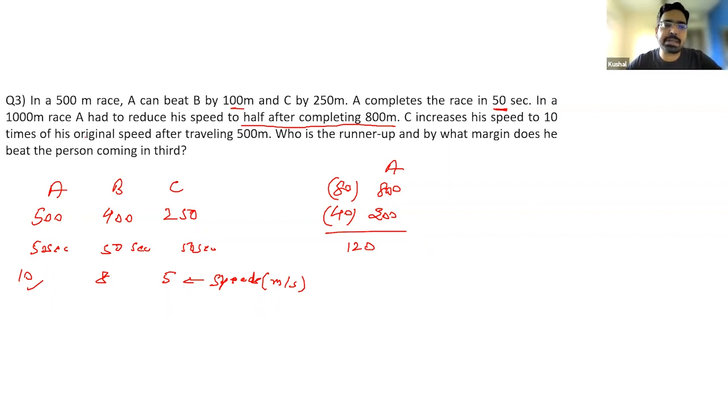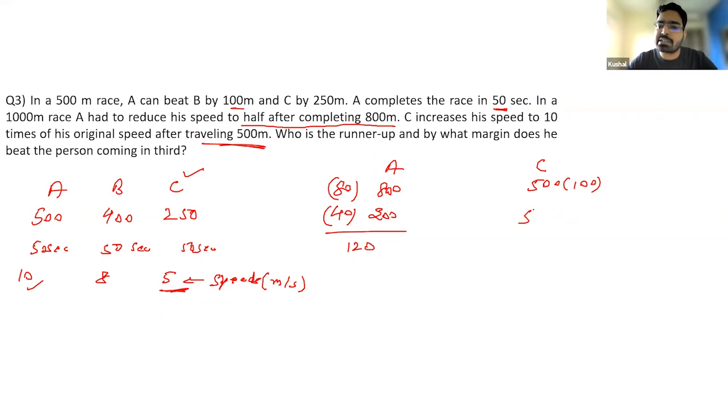C increases his speed to 10 times of his original speed after traveling 500 meters. I'm looking at C. After traveling 500 meters, that means for the 500 meters, he would be traveling with the same speed of 5 meters per second. So 500 divided by 5, that is going to be 100 seconds. So for 500 meters, it will require 100 seconds for him to complete that.